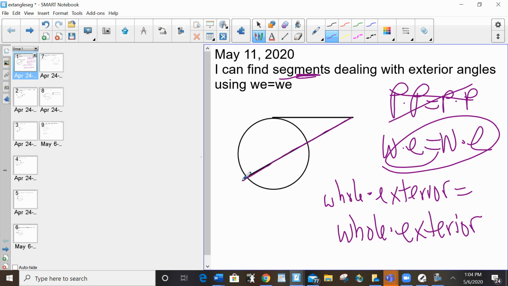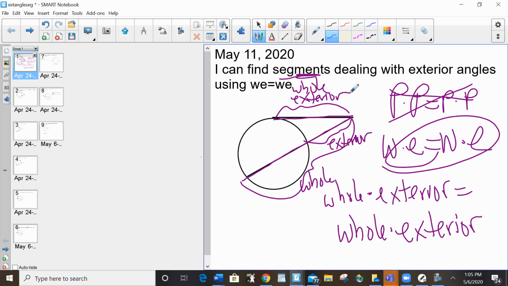The whole is exactly what it sounds like. This whole thing is the whole. Exterior means outside, so this piece right here is your exterior. For the other piece, we call this a tangent when it's a segment outside the circle that hits it once. It's a little bit special because the whole is the exterior. Since the whole thing is outside, the whole and the exterior are the same thing, but whole means the whole segment, and exterior means the segment or the piece of the segment that's outside.